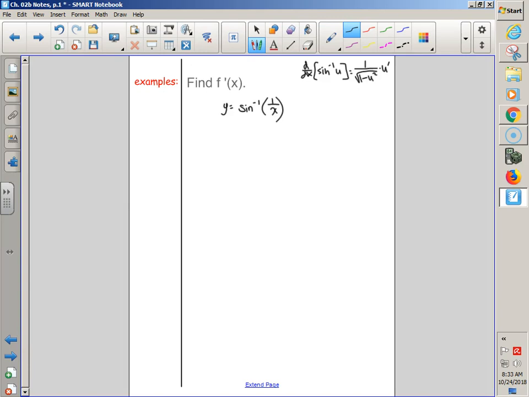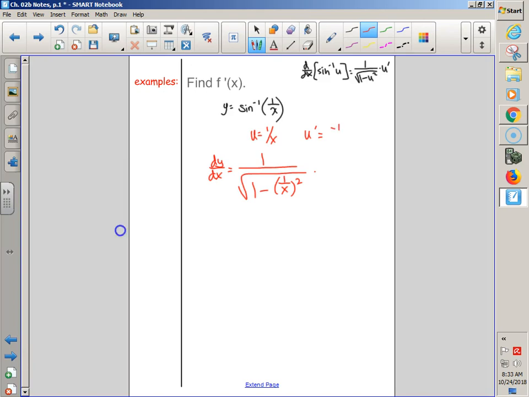Who's my u? Ugh, I don't like 1 over x. So wait a minute. If I want dy/dx, or f prime of x, couldn't I just go straight to my formula and say 1 over the square root of 1 minus u squared, times u prime? Anybody have any ideas about how to do that one? Close. It's not 1 over x squared, but you're close.